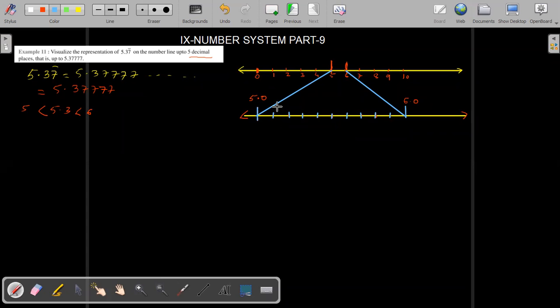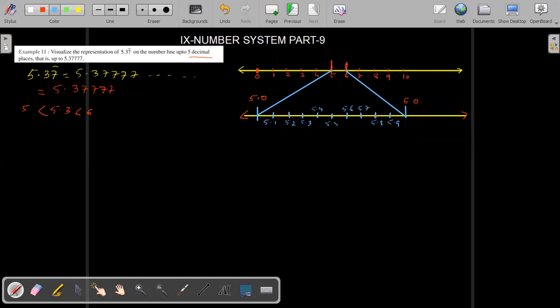You can write above or below, it doesn't matter. So you can write here 5.1, 5.2, 5.3, 5.4, 5.5, 5.6. Because of not having space, I'm writing one above, one below. 5.6, 5.7, 5.8, 5.9, and this will become 6.